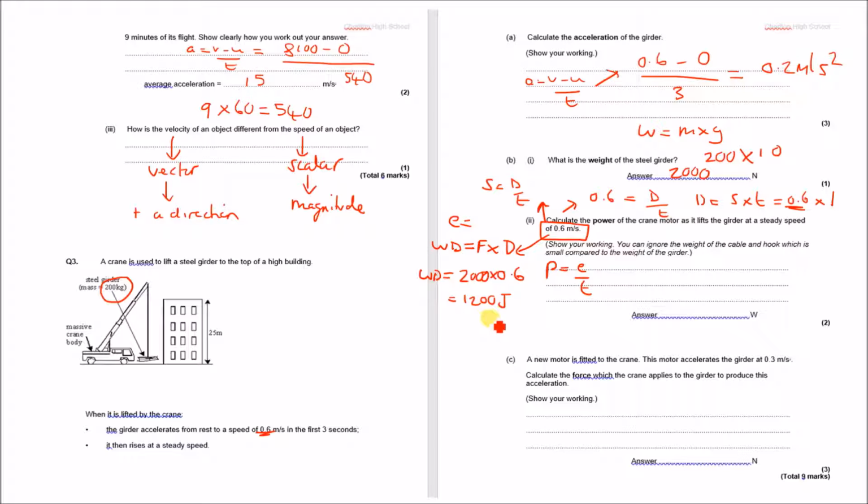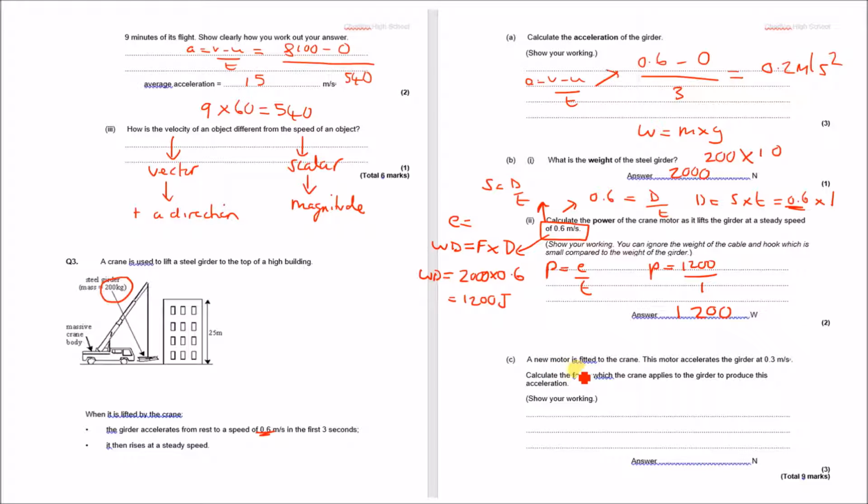Now I've got my 1,200 joules. I know that power is equal to energy divided by time, so I'm going to use the same time, which was 1 second. So power is equal to my energy, which is 1,200, divided by my time, which is 1, and that gives you 1,200 watts.